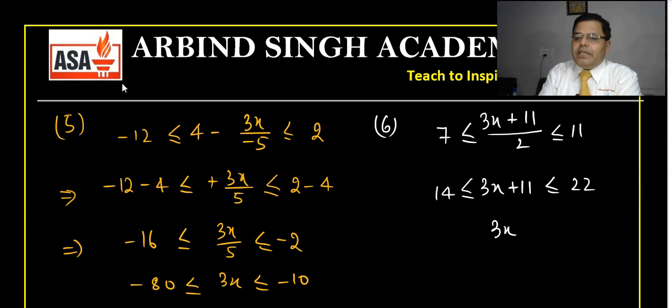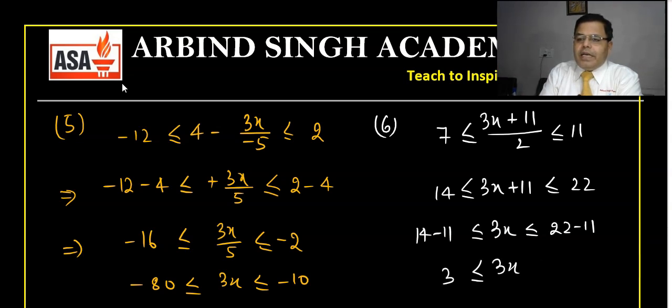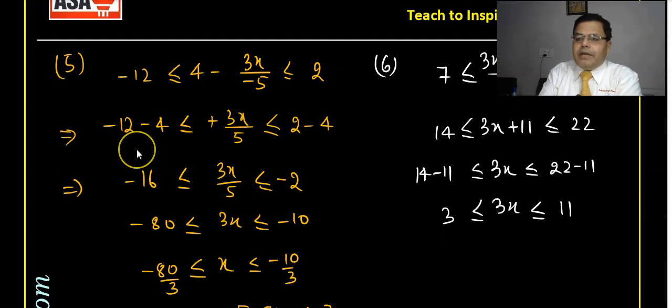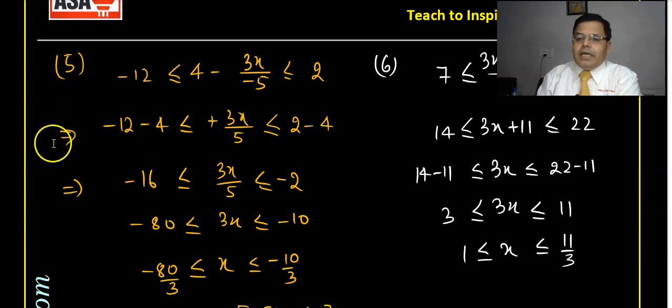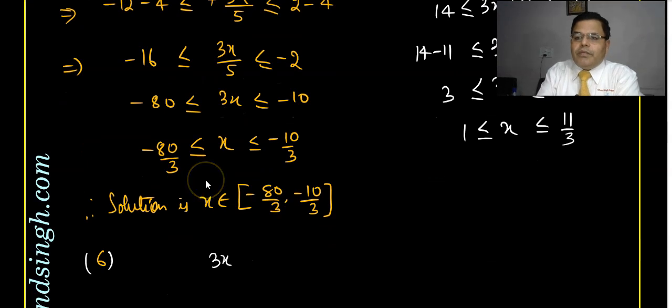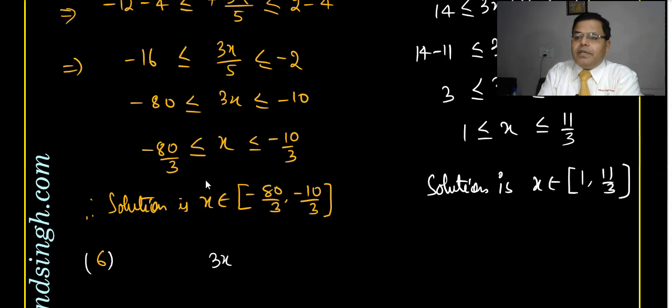Now 11 has to be removed, so 11 can be subtracted from both sides: 22 minus 11 and 14 minus 11. So 3x is greater than or equal to 3 and less than or equal to 11, right? And therefore x can be written as less than or equal to 11 by 3 and greater than or equal to 1, and therefore the solution is x belongs to 1 and 11 by 3. That will be the answer. So hopefully you got it right.